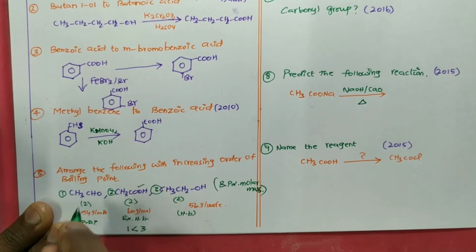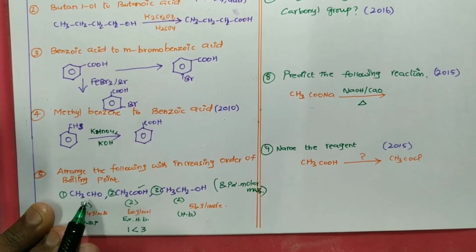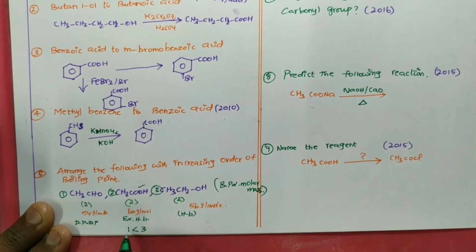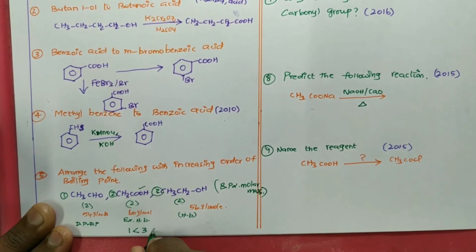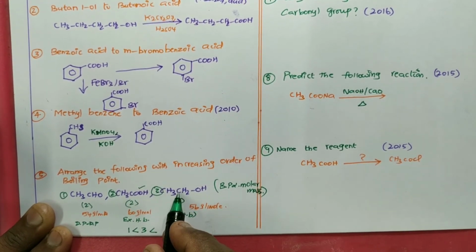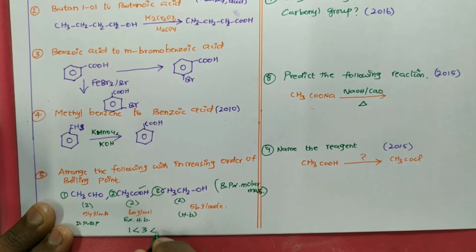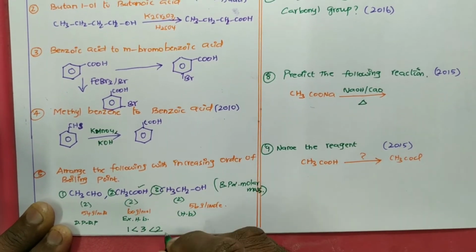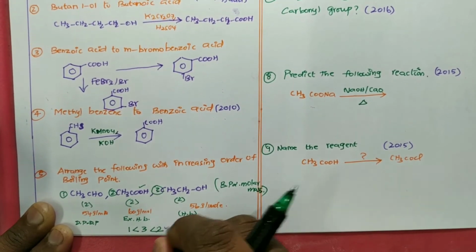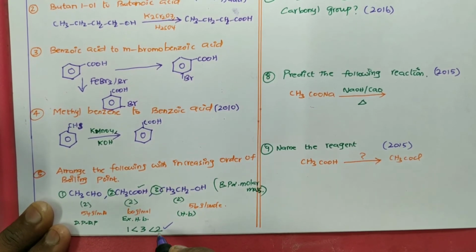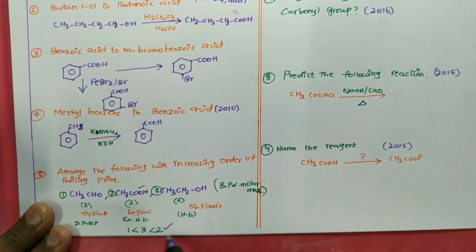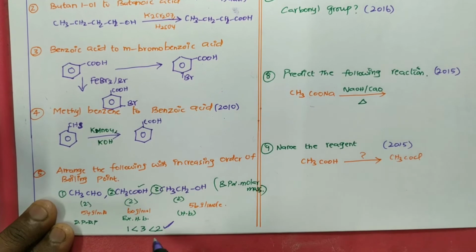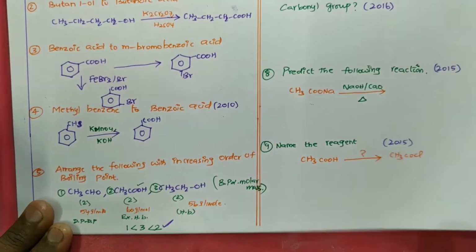So this is the first question. This is why it has a very low boiling point. That's the first one. The third, alcohol, is the second one, and acid is the third one. So acid has the higher boiling point. It has a very high boiling point compared to all other compounds. So the increasing order of boiling point is given like that.